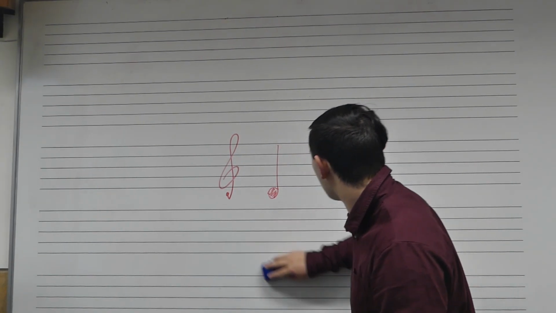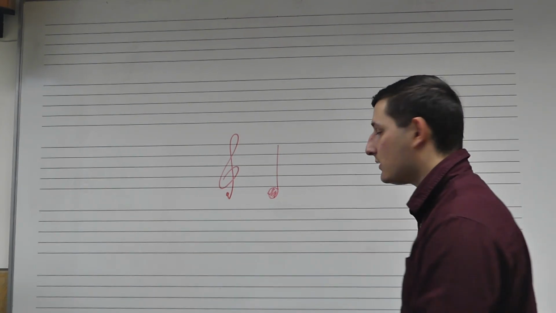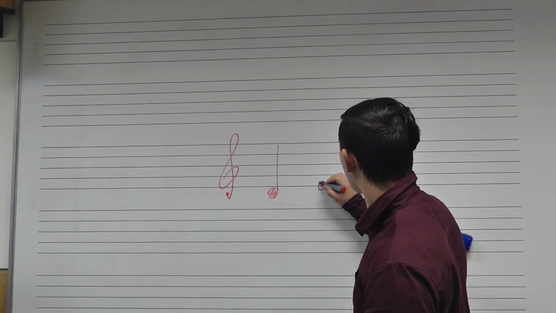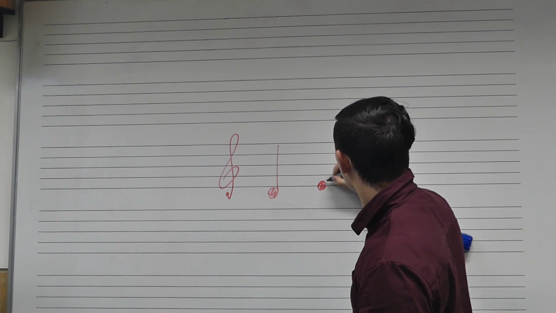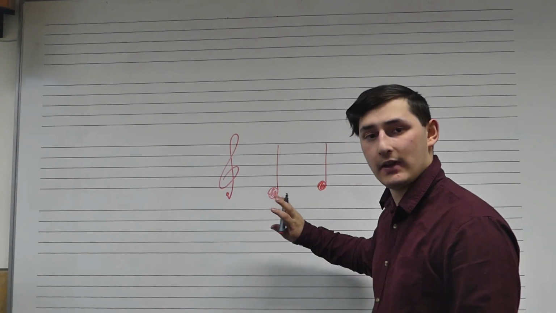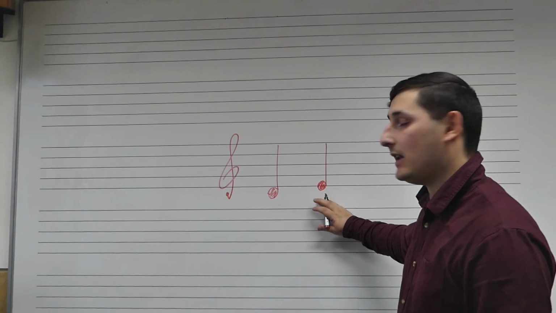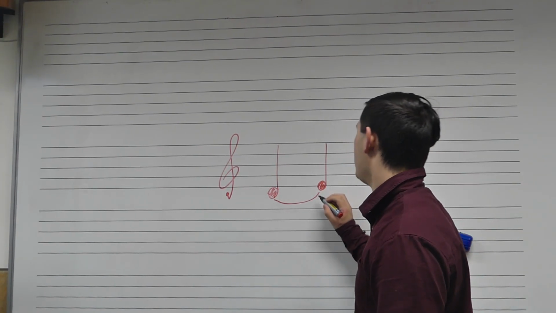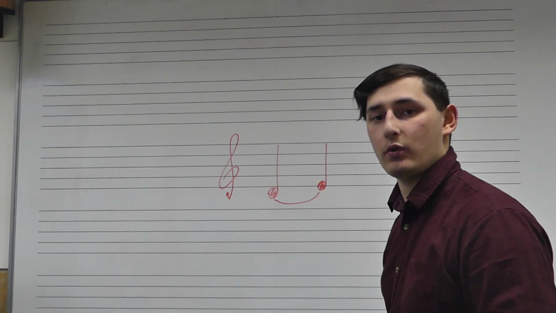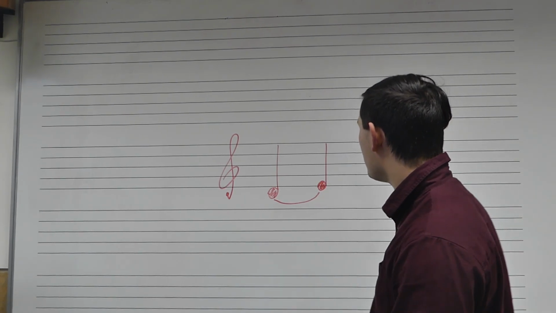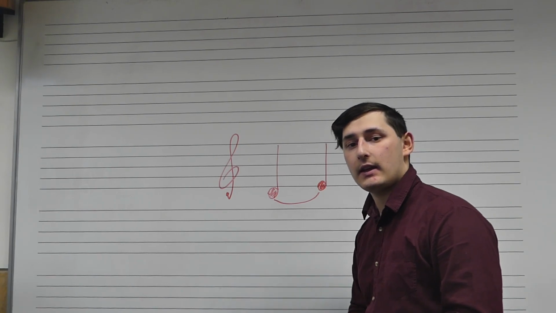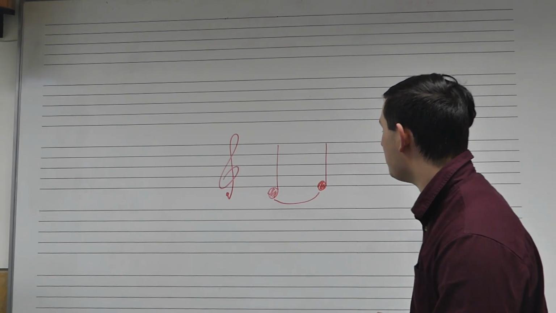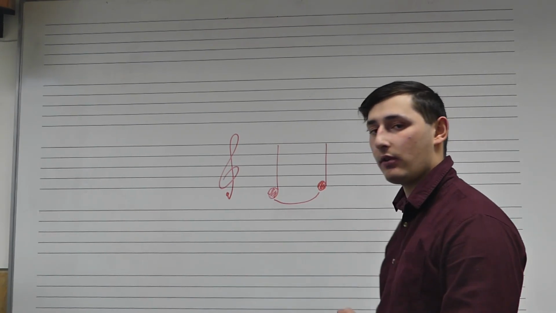Now, if this next note is a different note, in this example we have a D and an E, and if we decide to put a tie, it's no longer called a tie, and now it's called a slur. Now, a slur effectively means to play them smoothly.